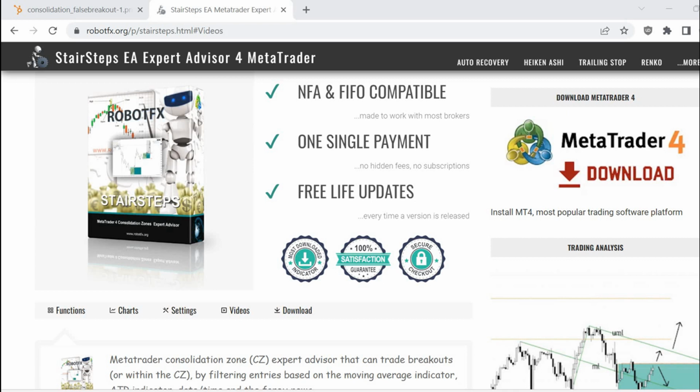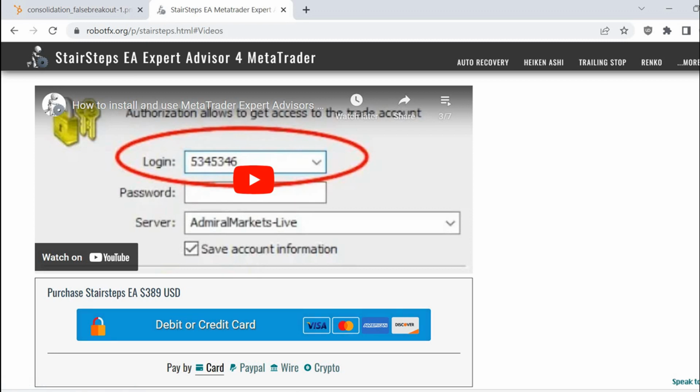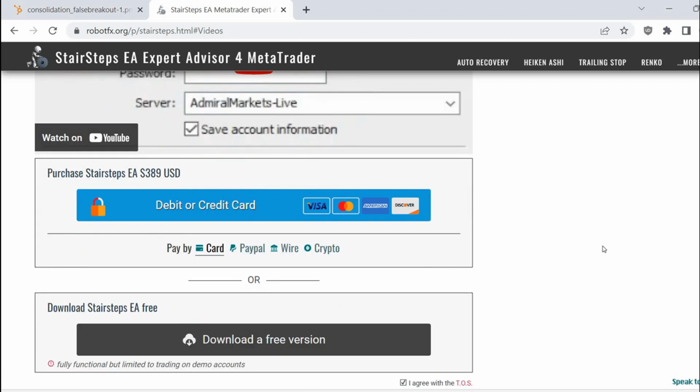This, by the way, I forgot to say, is an expert advisor that can be downloaded for free. It is a paid expert advisor if you want to trade on your live trading account. However, if you want to trade on your demo account, you can download the demo version. It's not limited in any way. It has the same functionality.